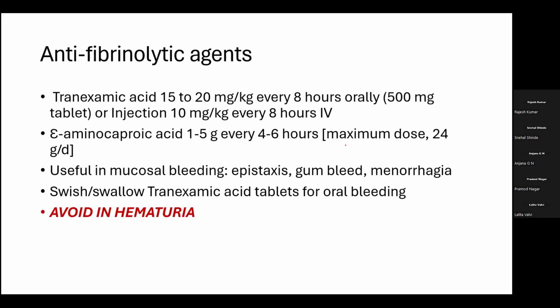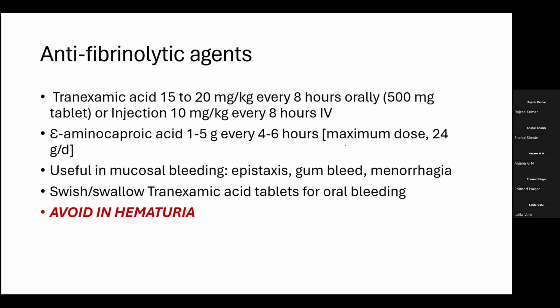Another very useful drug, which we all should know about when treating ITP children, is tranexamic acid, which can be given 3 times a day at a dose of 15 to 20 mg per kg per dose. It's a 500 mg tablet. Epsilon aminocaproic acid is also described. I have never used it personally. It is very useful when there is mucosal bleed like epistaxis, gum bleed, and menorrhagia.